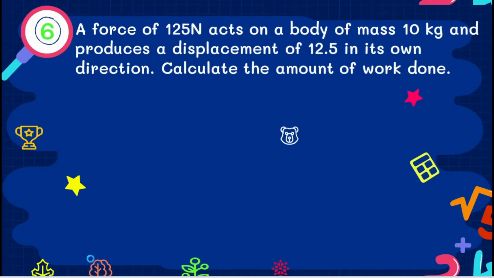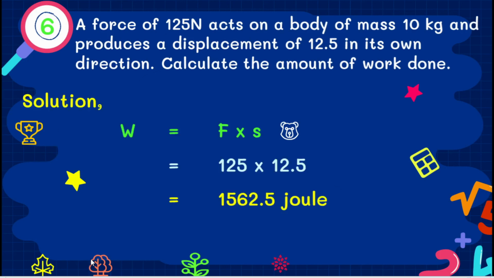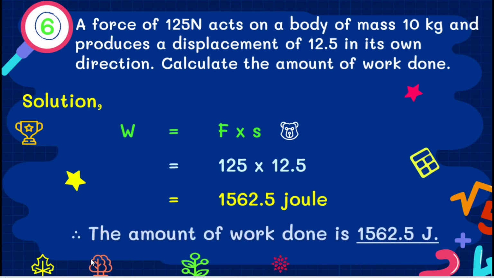So students, we are going to see the last numerical problem, sixth numerical problem. A force of 125 Newton acts on a body of mass 10 kilogram and produces a displacement of 12.5 in its own direction. Calculate the amount of work done. So we have to write the work done formula. W is equal to F into S. So F is 125 and S is 12.5. So after multiplication we can get 1562.5 joule. So the amount of work done is 1562.5 joule.